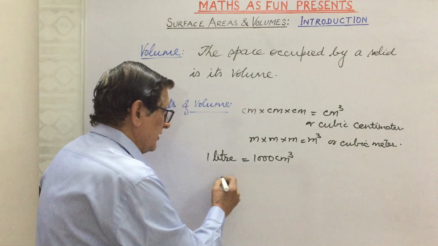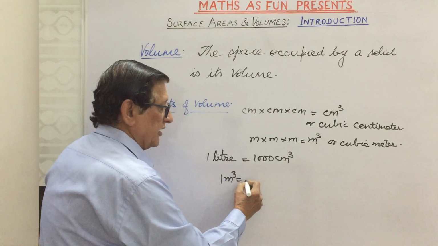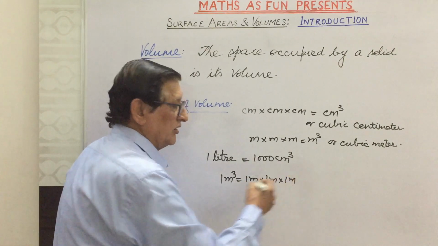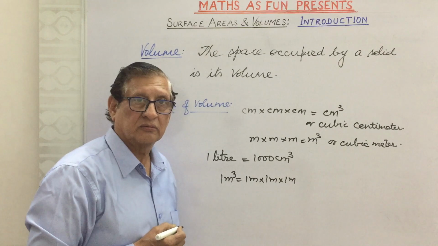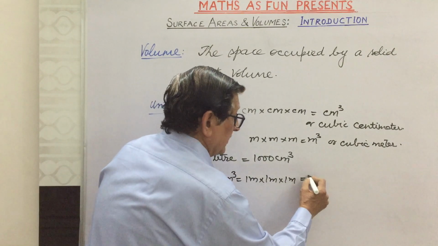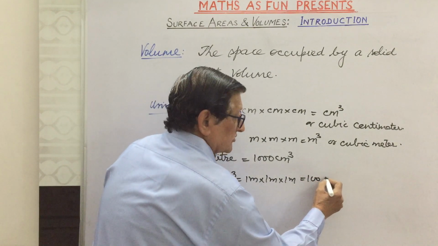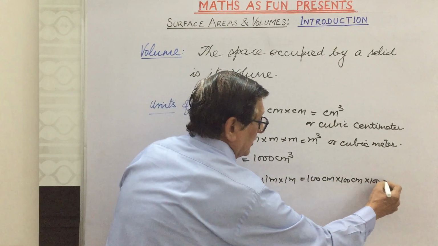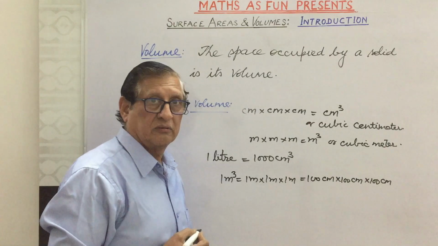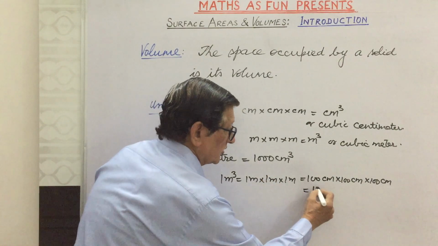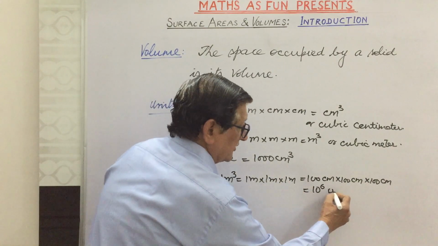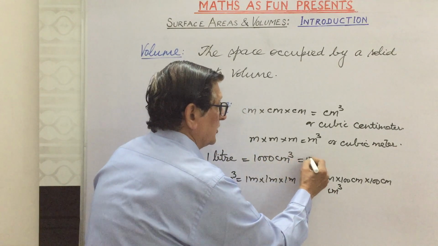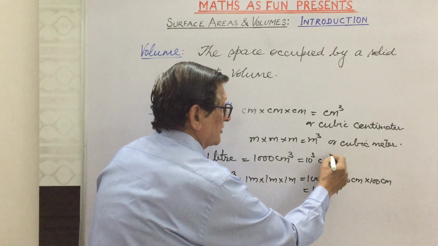Then you can see 1 meter cube is 1 meter into 1 meter into 1 meter. It means that will be 100 centimeter into 100 centimeter into 100 centimeter. Can we say it is equal to 10 to the power 6 centimeter cube? And this is 10 to the power 3 centimeter cube.